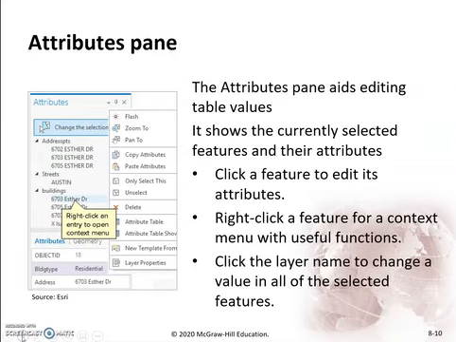The Attributes pane aids editing table values. It shows the currently selected features and their attributes. You can click a feature to edit its attributes. Right-click a feature for a context menu with useful functions. Click the layer name to change a value in all of the selected features.